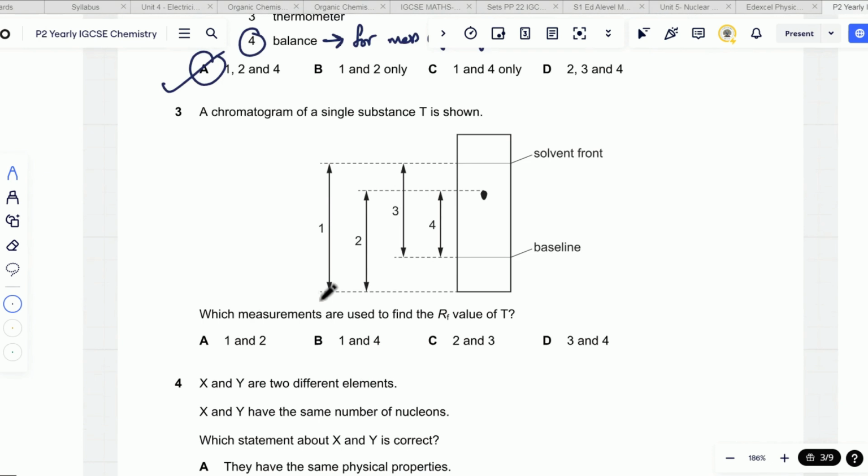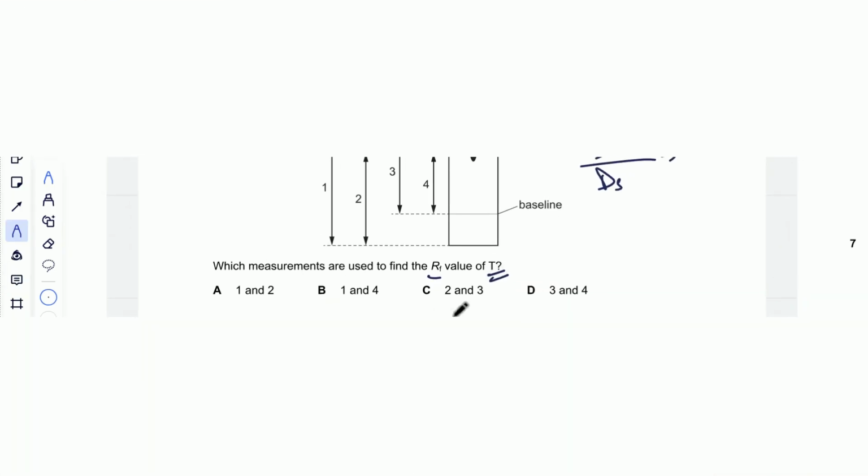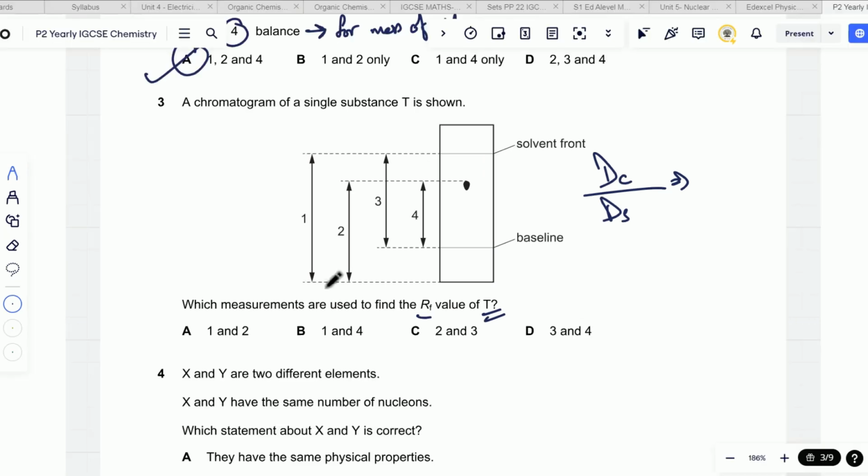A chromatogram of a single substance T is shown. We got the solvent front, we got the baseline. Which measurements are used to find the RF value of T? So how do we find the RF value? Do you remember? Can you tell me the formula? What two things do I need for this? Yes. Very good.